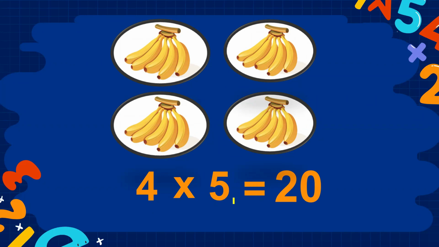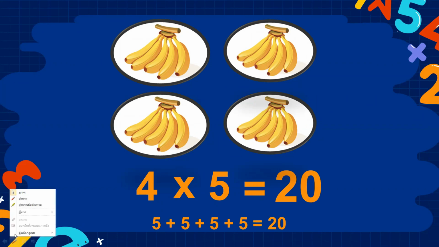Now multiplication as repeated addition, we can also say 5 plus 5 plus 5 plus 5 equals 20. Okay, so where did we get 5? 5 is 5 bananas in each group. 1, 2, 3, 4. 4 fives because 1, 2, 3, 4 groups of bananas.